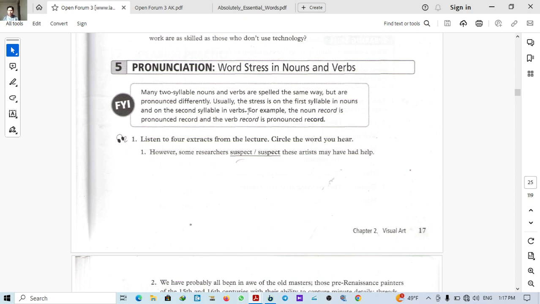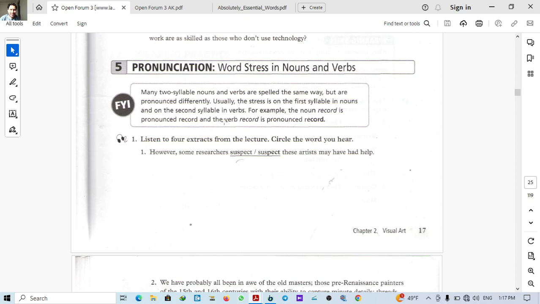present is functioning as a verb, the stress pattern is on the second syllable. But present is functioning as a noun and the stress pattern is on the first syllable. Now, if you're talking about two-syllable words, if they are functioning as nouns, the stress pattern is located on the first syllable, and if they are functioning as verbs, the stress pattern is located on the second syllable.